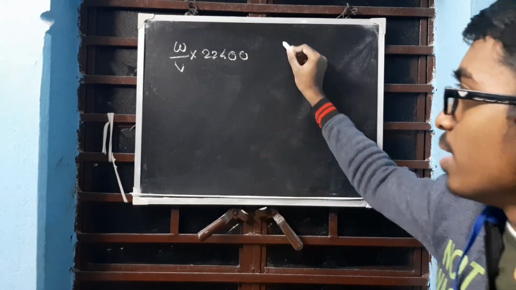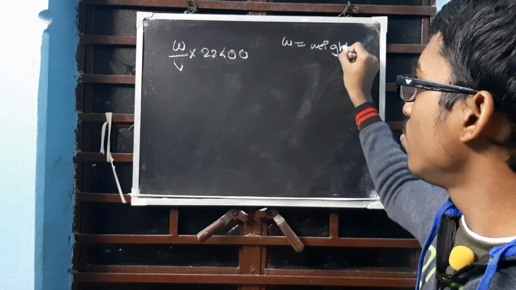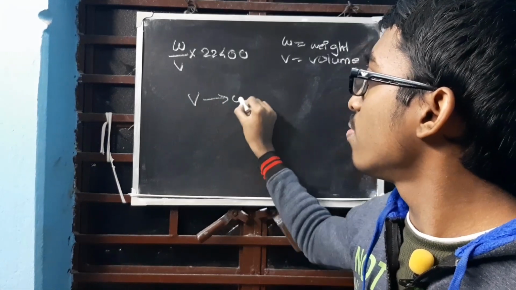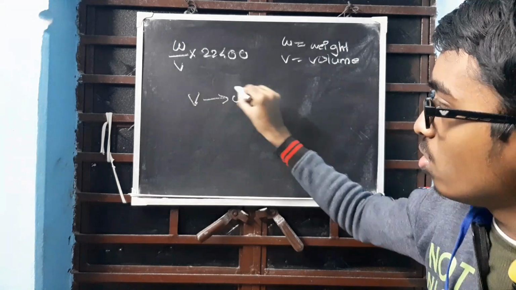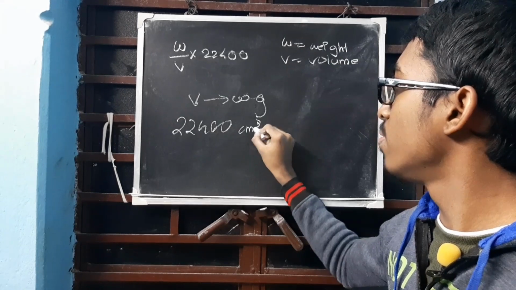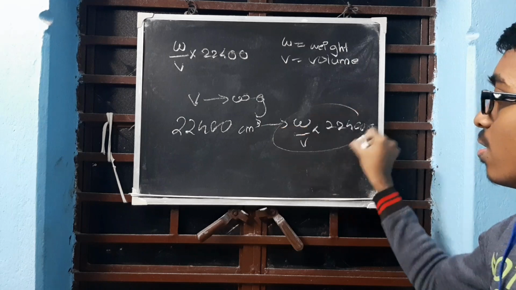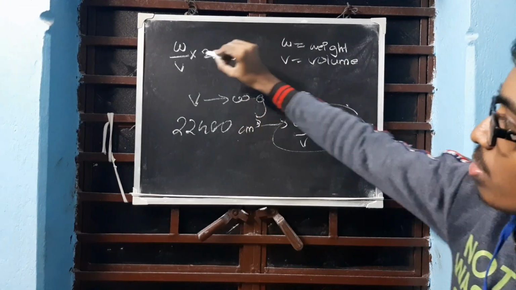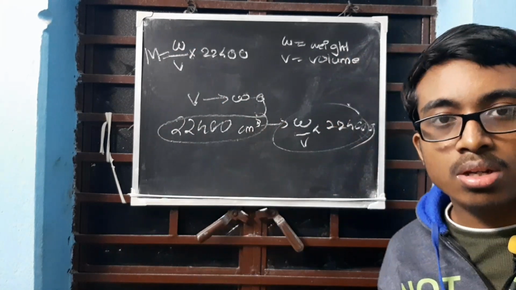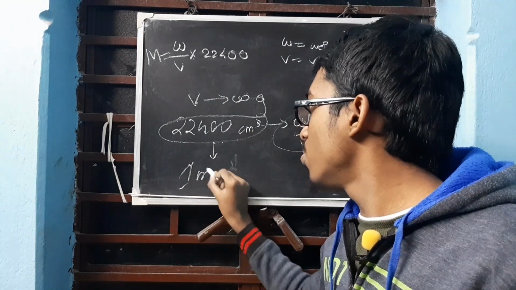How did I get it? Initially the weight was W and the volume was V. Then V volume has W gram weight. Then how much will 22,400 cm cube have? W by V into this. Now we'll say how did I write this equal to this? This is the molecular mass. How is it equal to this? This particular volume is occupied by whom? The molar volume. This is the molar volume, right? That means this is occupied by 1 mole.